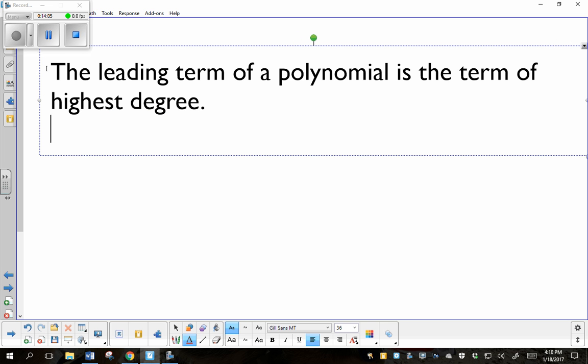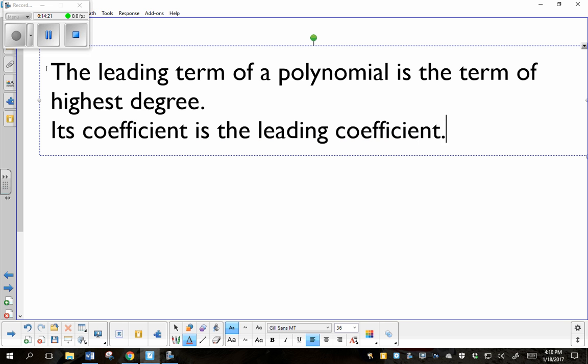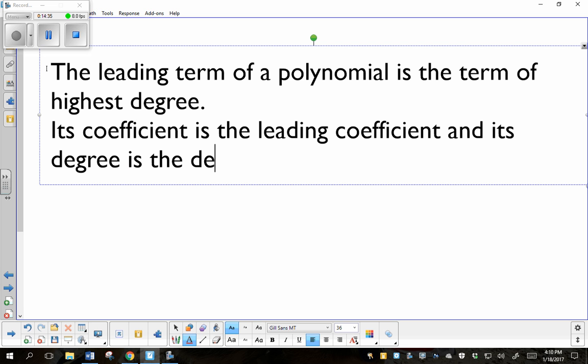We're going to write a couple more things here. So that term that has the highest degree, so it has the most letters on it, that's the leading term, and that term's coefficient is called the leading coefficient. And that term with the most variable parts, the highest degree term, which is the leading term, its degree is the degree of the whole polynomial. You guys go ahead and pause if you need some more time to write that. I'm just going to highlight the vocab words here.